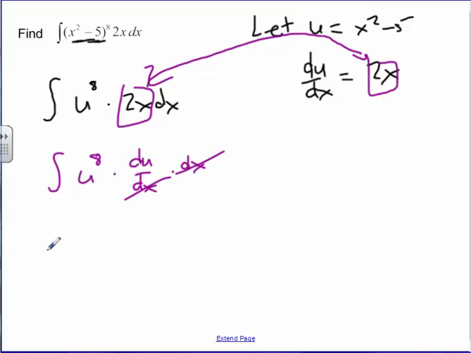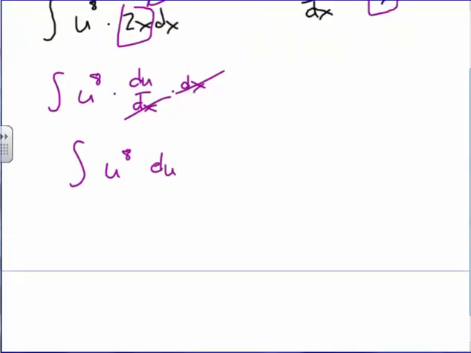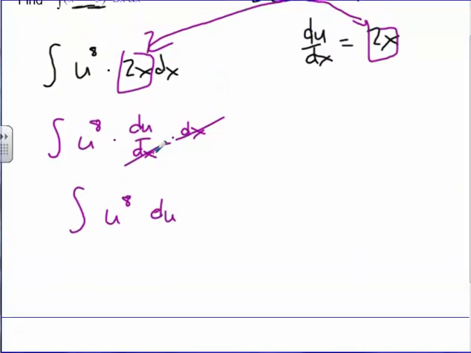Well, let's just cancel those then. Now what I've got is the antiderivative of u to the 8 times du. That's awesome. I don't even have x variables anymore. They're all gone. Not only did my 2x go away because I substituted it out, but my dx's are gone. Now I'm being asked to antiderive u to the 8 and use my variable. So the answer to this is u to the 9 over 9 plus c.